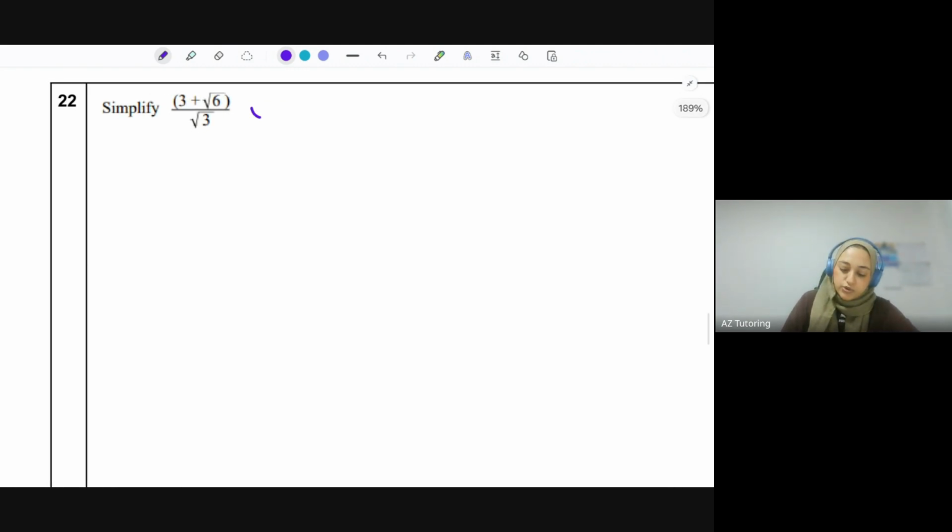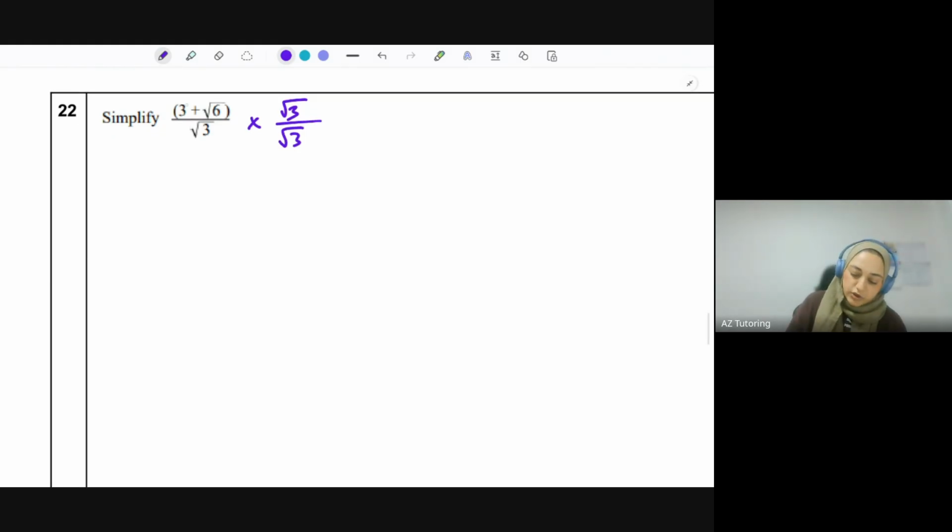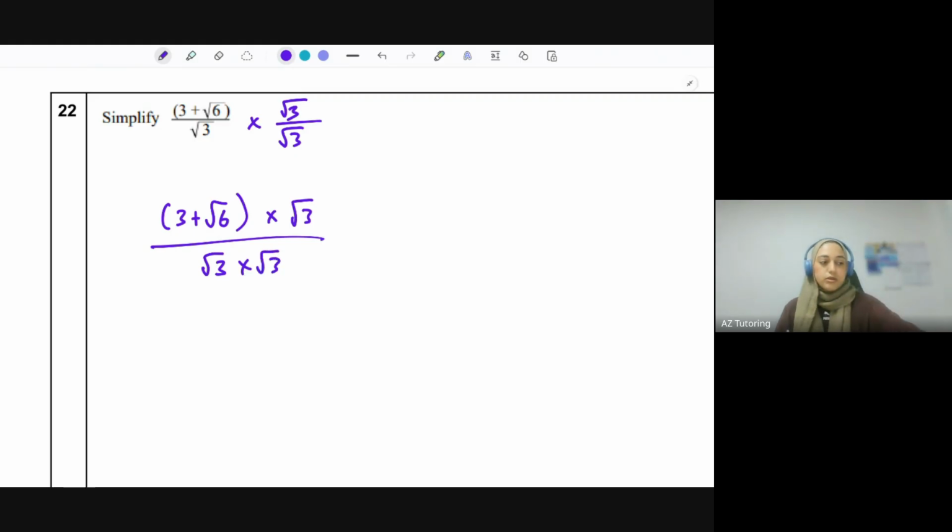So to get rid of that root 3, I need to times the bottom by root 3. That means I also need to times the top by root 3. So whatever you do to the bottom, you do to the top, as you do with fractions. For the top, I'm going to write it out here. I've got 3 plus root 6 times root 3 for the top. And then I've got root 3 times root 3 on the bottom.